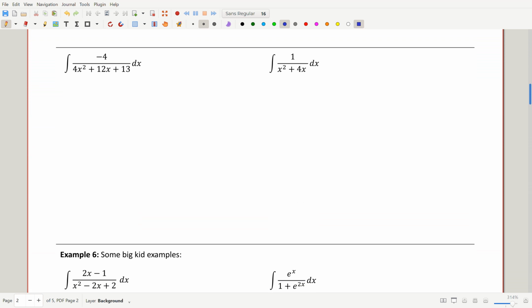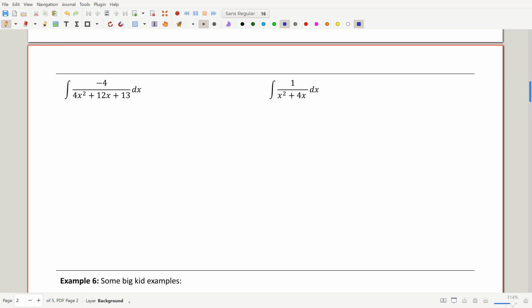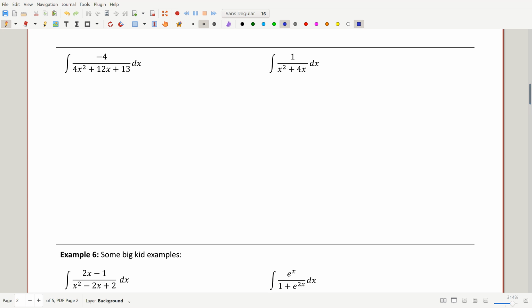Got about a handful more examples here. Just a negative 4 thrown up at the top for the heck of it. This time we have 4x squared plus 12x plus 13.